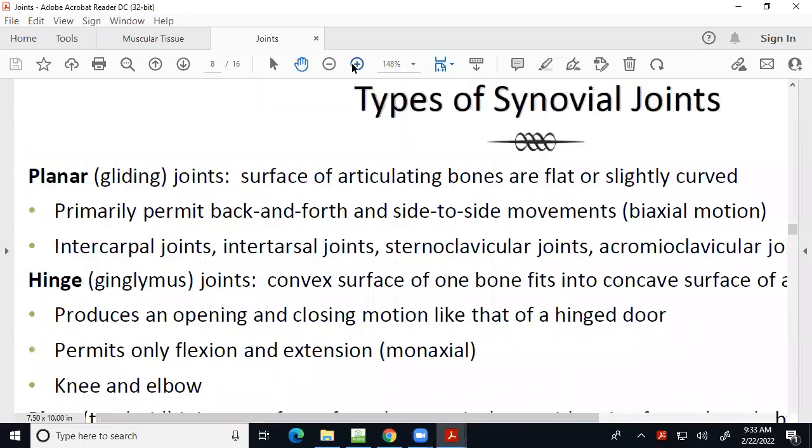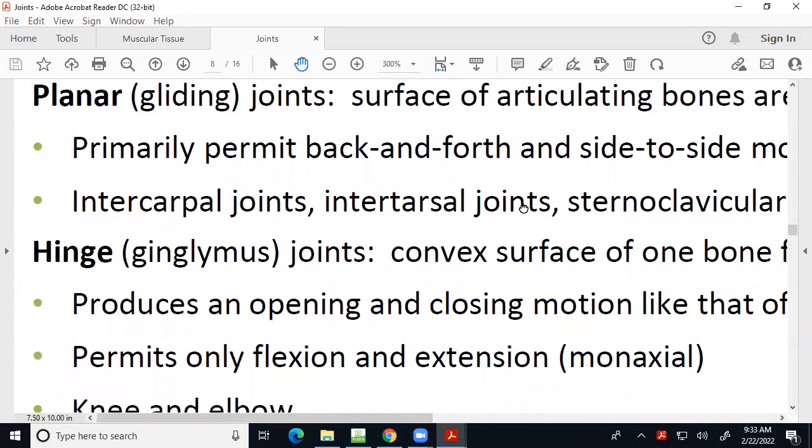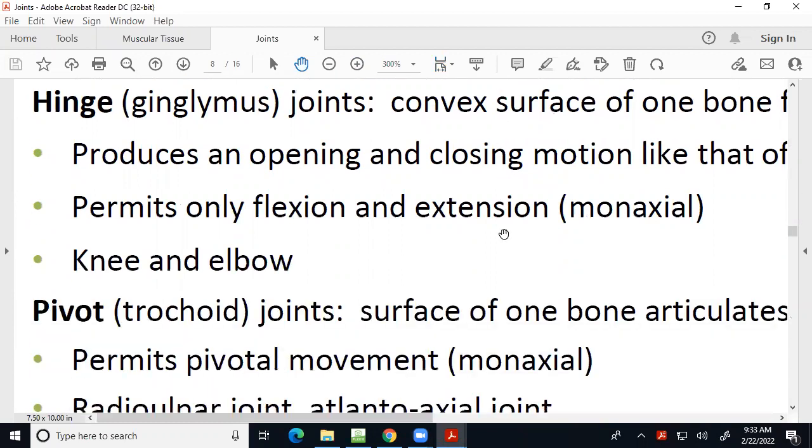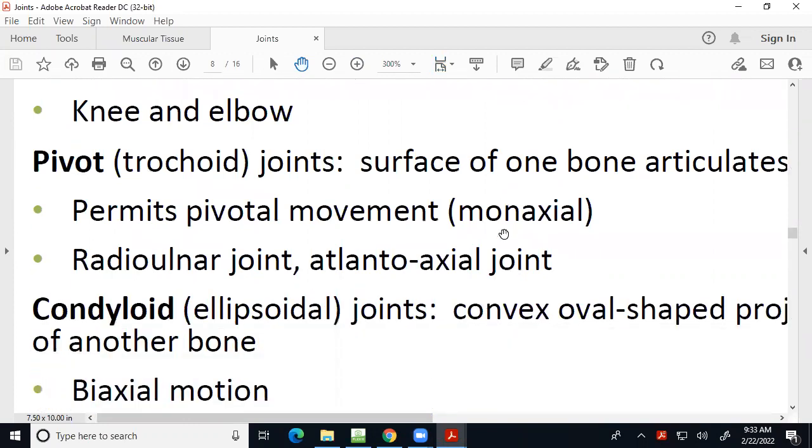Okay, so let's talk about the different types of synovial joints. Remember, synovial joints are the major joints of the body. When we think about joints, things like your elbow, your wrist, your shoulder, your hip, your knee, we're thinking of synovial joints. Synovial joints have that property of being able to move very freely, some more than others.